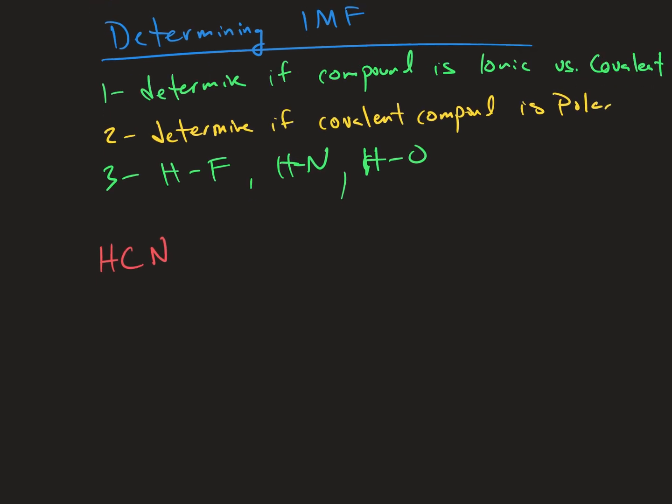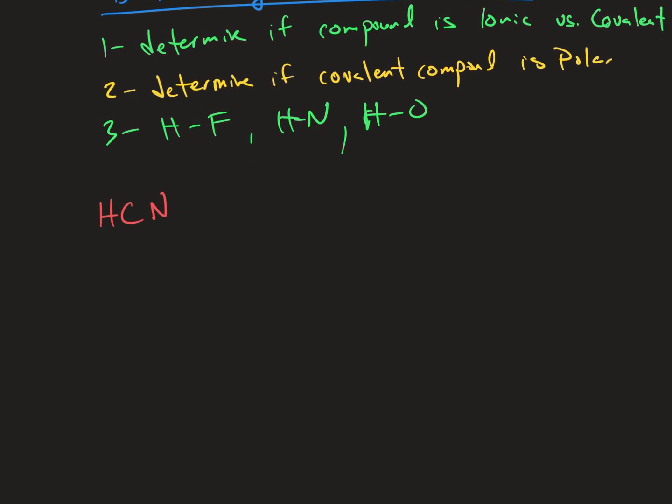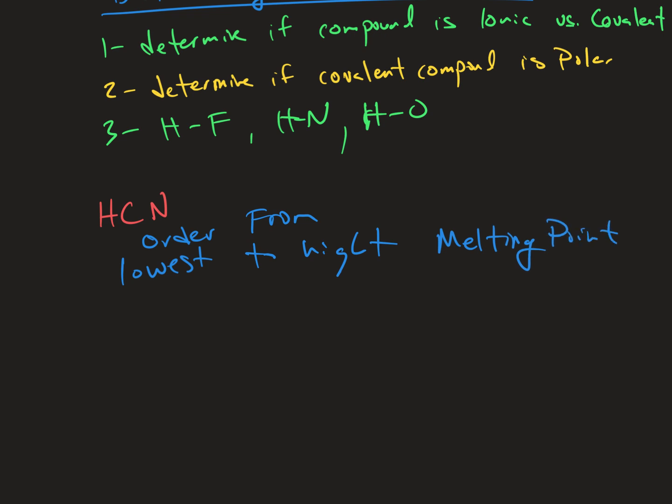Now let's put these next compounds in order from lowest to highest melting point, for example. Order from lowest to highest melting point. Okay, so you'll have to know how to do this for the exam. So we've got CCl4, CBr4, and CH4.